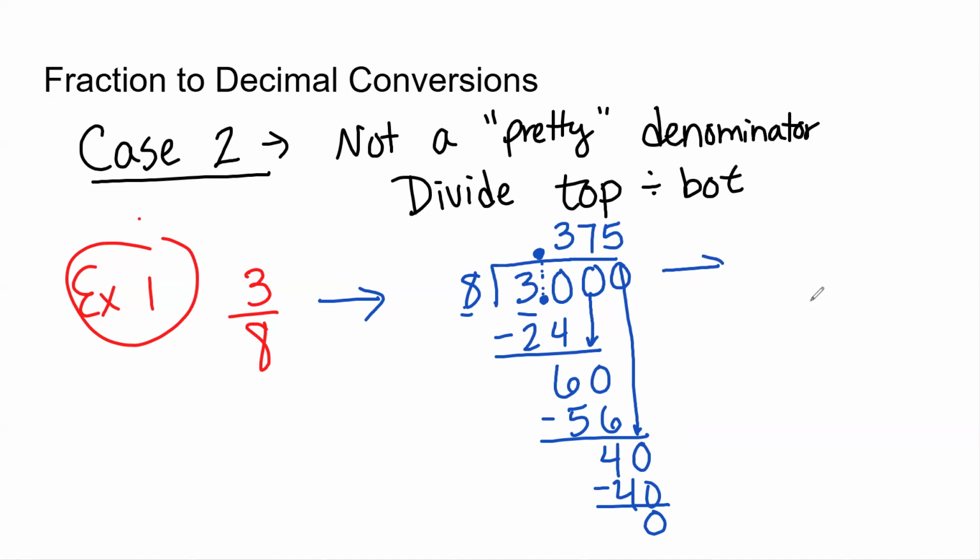So 3/8 as a decimal is 0.375. The fancy way to say that would be 375 thousandths. You could also do the 0 in front. Either way is fine. So yep, it's annoying by hand. I will show you in the calculator here in a minute.